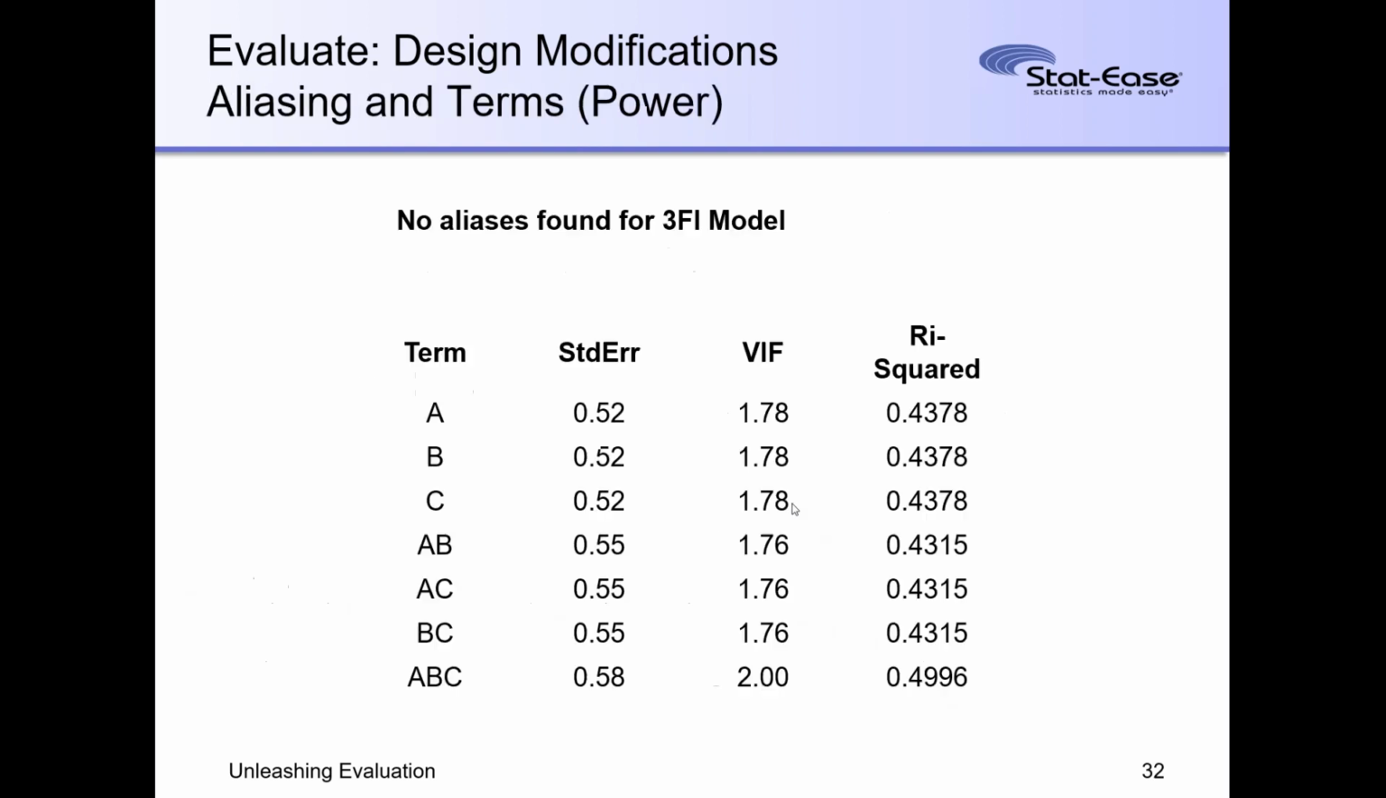Well, evaluation has our answer. If you go to the evaluation node, the first thing you'll see is no aliases found for the 3FI model, three-factor interaction model, and these correlation statistics. When you're working with aliasing, no aliasing found is the best thing to see.